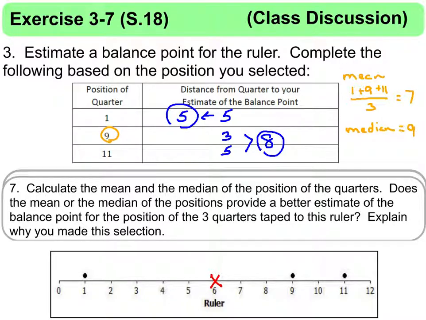And so then the question would be again, does the mean or the median of the positions provide a better estimate for the balance point of the 3 quarters? Explain why you made this particular decision. And so students will have an opportunity to defend whether they think the mean or the median would be better in this given scenario.